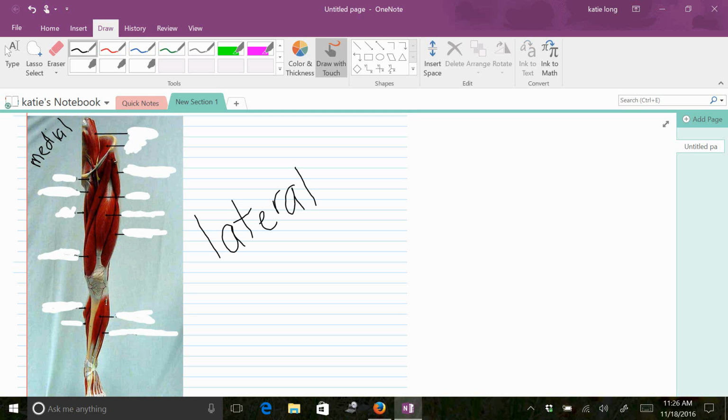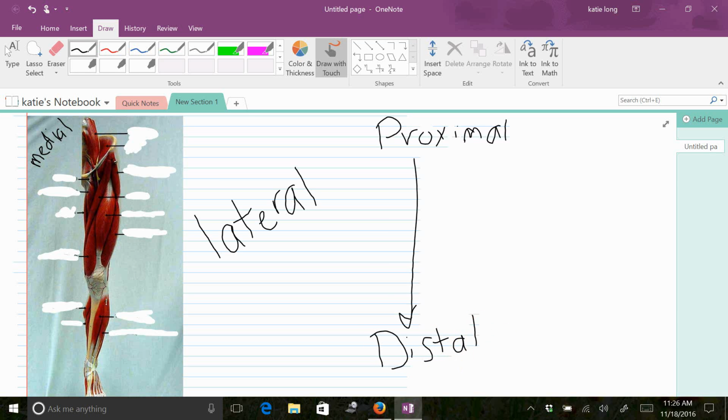Okay, so we know that lateral, medial, and then we have proximal. And we head distally as we go away from the body, right? So down toward our feet. Distally. Okay, so we'll go ahead and start talking about these muscles. We'll start on the lateral side and proximal, and we're going to head distally.